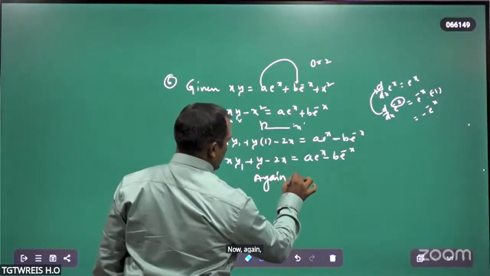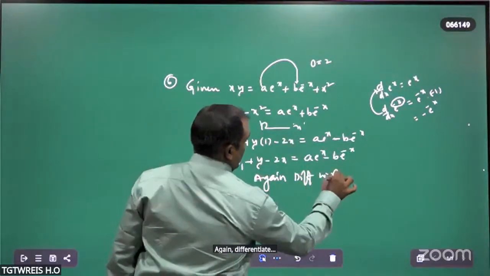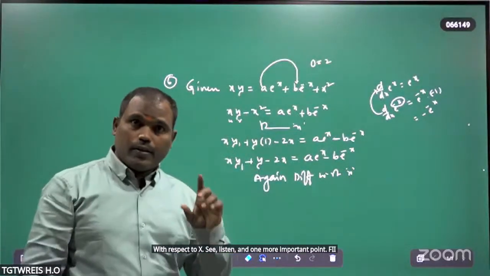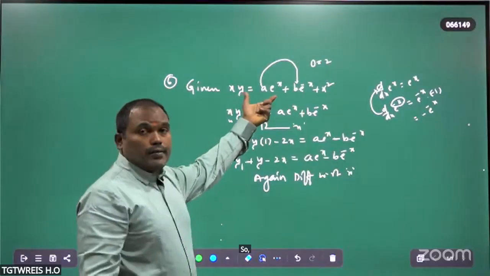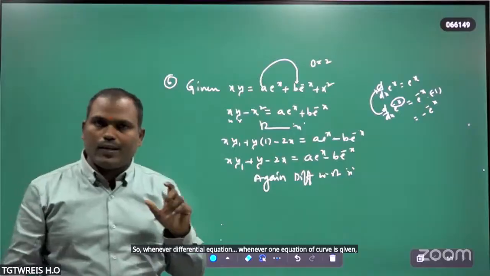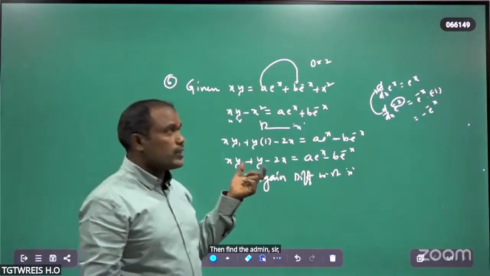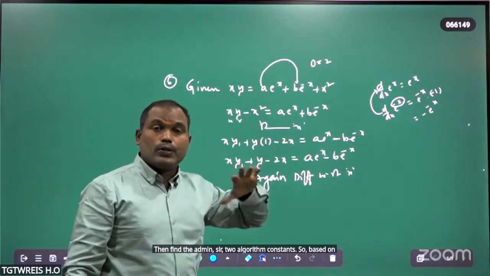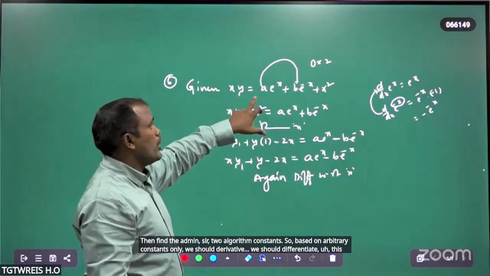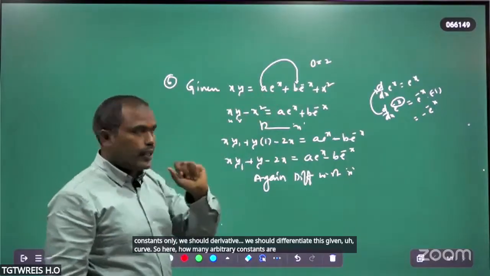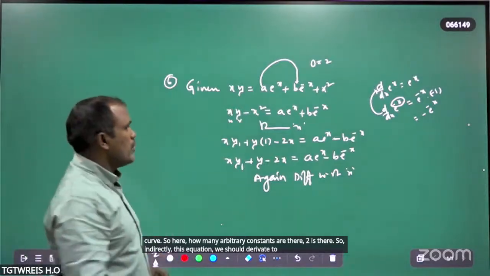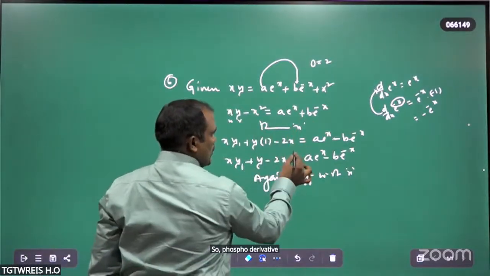Again differentiate with respect to x. Listen, one more important point I forgot. Whenever the equation of a curve is given and we find the order, it means two arbitrary constants. So based on the arbitrary constants only, we should differentiate the given curve. Here, how many arbitrary constants are there? Two. So this equation we should differentiate two times. The first derivative we have got.